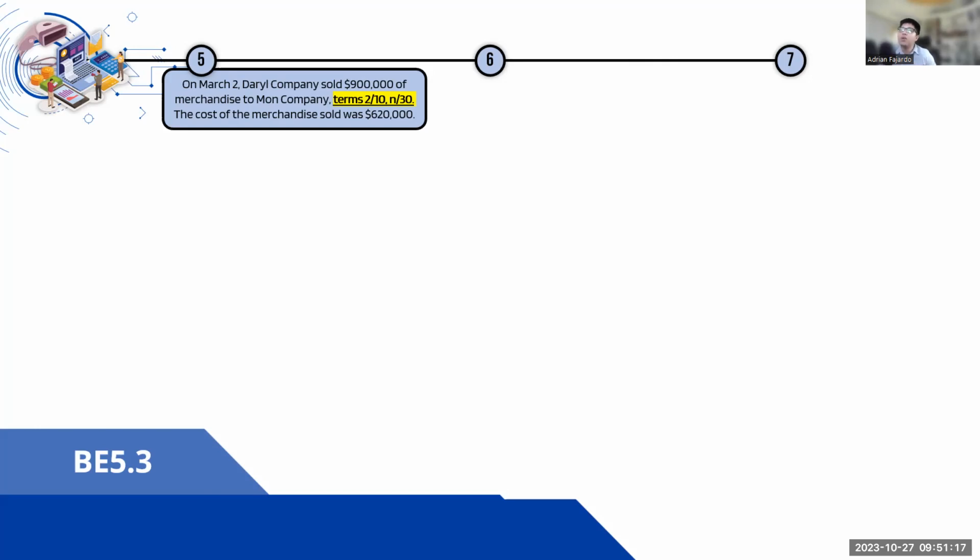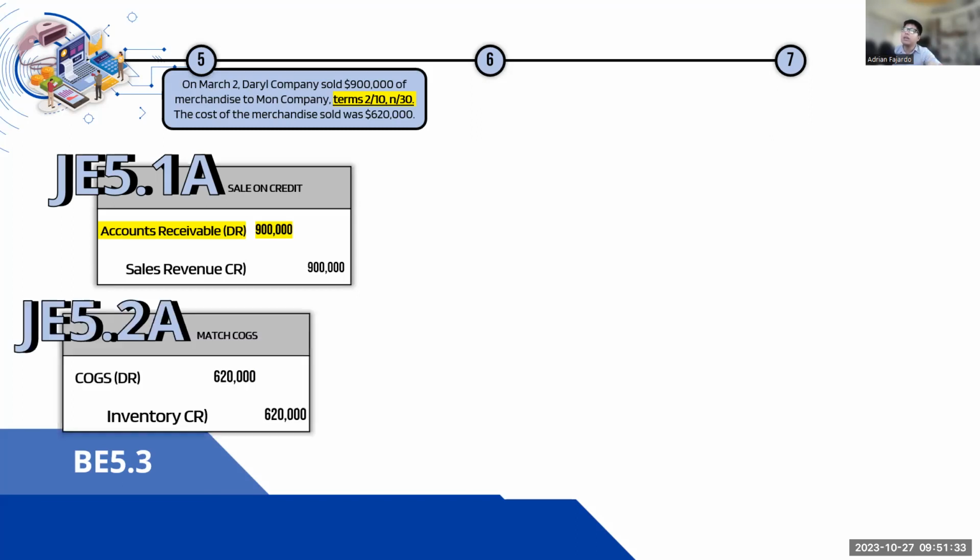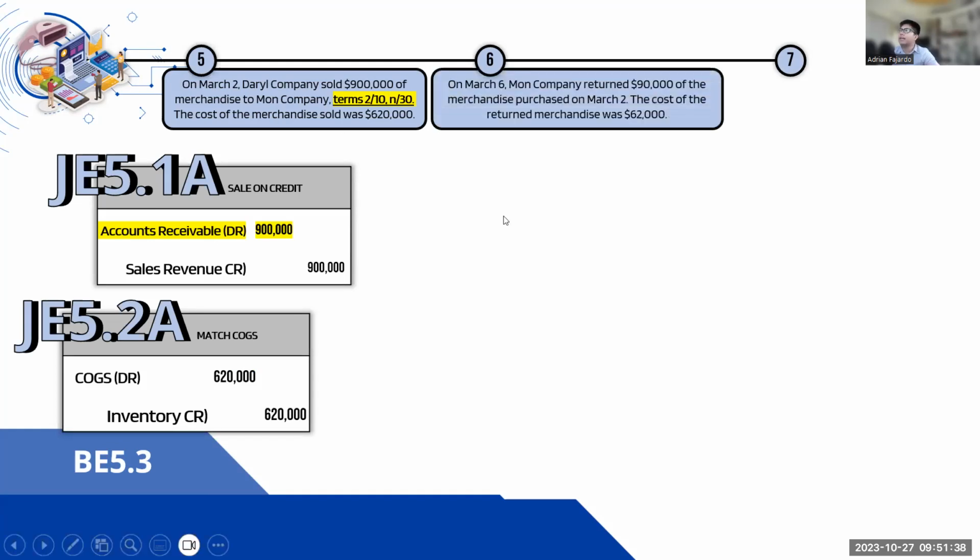Dahil perpetual tayo, we expect 2 journal entries every time there's a sale. 1 journal entry to recognize the revenue. So that would be debit accounts receivable, credit sales revenue of 900,000. And second journal entry to match the COGS. So debit COGS, credit inventory of 620,000. On January 6, nag-return raw siya ng 90,000 worth of merchandise. The cost of the returned merchandise was 62,000.